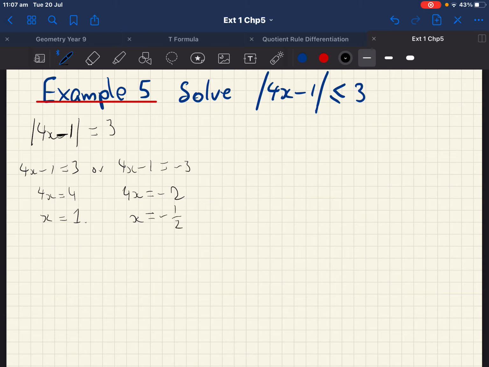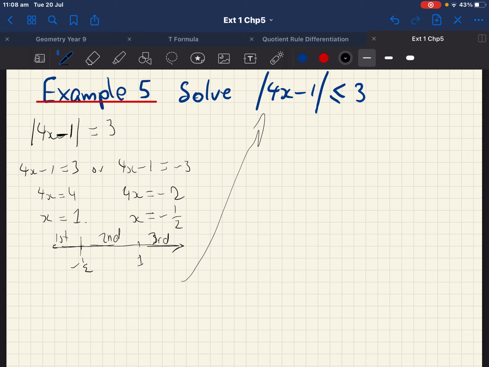Okay, so we've found our critical values. Two critical values, that will of course split the number line up into 3 different regions. Over here I've got -1/2. Somewhere over here I've got the value 1. So we have our first, second, and third regions, and all we need to do is test a value from each of the 3 regions into the original equation to see which regions are going to form our solutions.